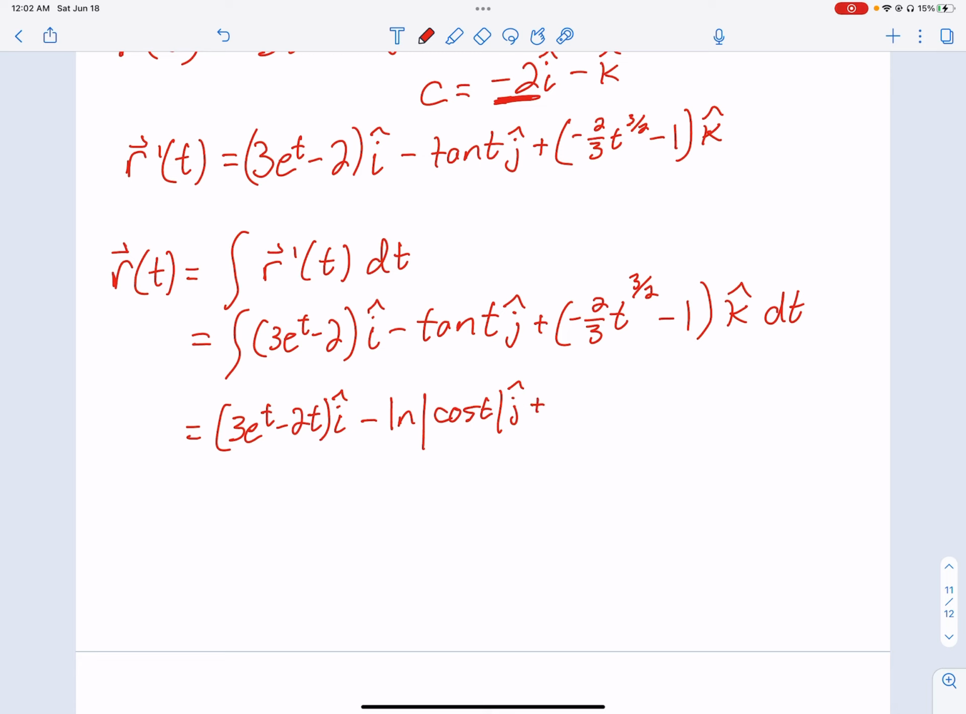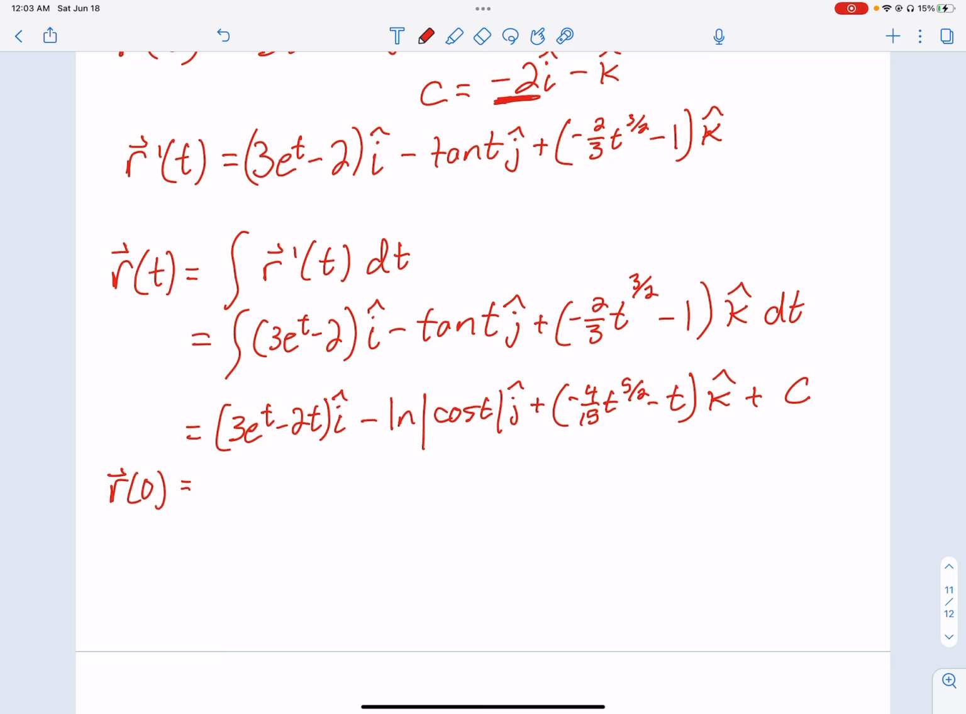And then this crazy mess, after working that out, I'm just going to go ahead and give it to you. It's -4 over 15 t to the 5 halves minus t. Right? And we get that. And now we have another plus c. We had one more initial condition up there at the top. It was r of 0. So let's go ahead and plug that into the function we have so far. I think we get 0 in that term.